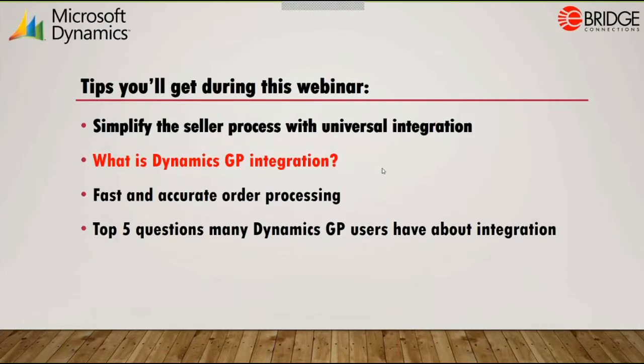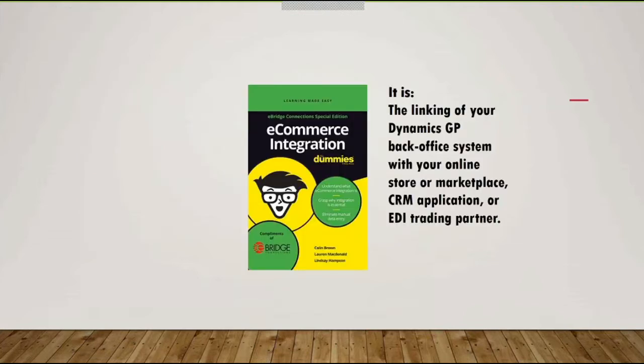So what is GP integration? What does it all entail? What are the different components? What are the different pieces? Well, we do have actually a takeaway from this webinar, which everyone will get the link to. We had written earlier in the year an e-commerce specific integration guide for dummies, and it's a very thorough guide, but basically what it'll walk through is how you can hook up your online store, your marketplace, whether it's eBay or Amazon, your CRM, whether it's Salesforce.com or Dynamics CRM, and all of your EDI trading partners. It's a very exhaustive guide.